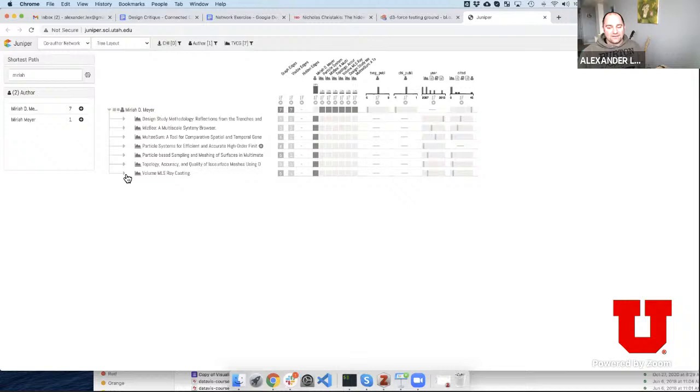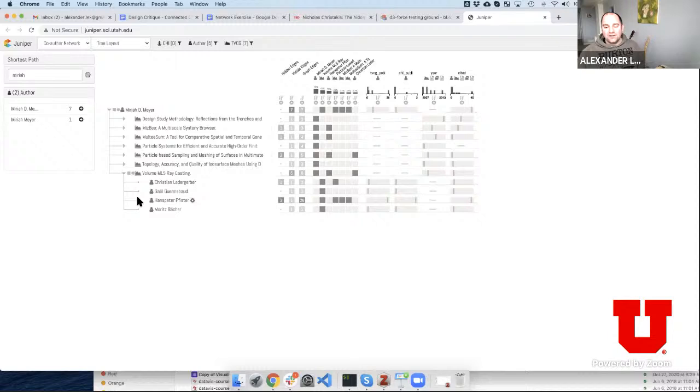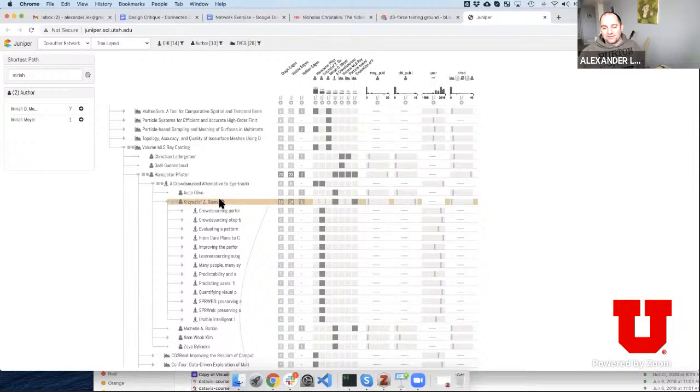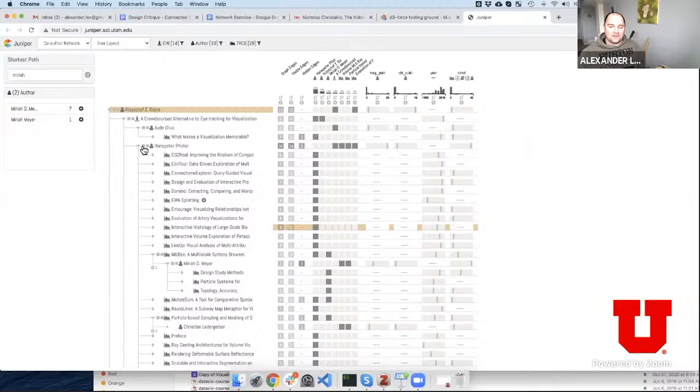But now I can dynamically pull in more information. I can see, okay, there's this paper here. This paper has these co-authors, and this person has these papers. And so we can keep drilling down and keep expanding our network dynamically in this way. We can then also do things like make this person here the root and now study that network from that perspective.